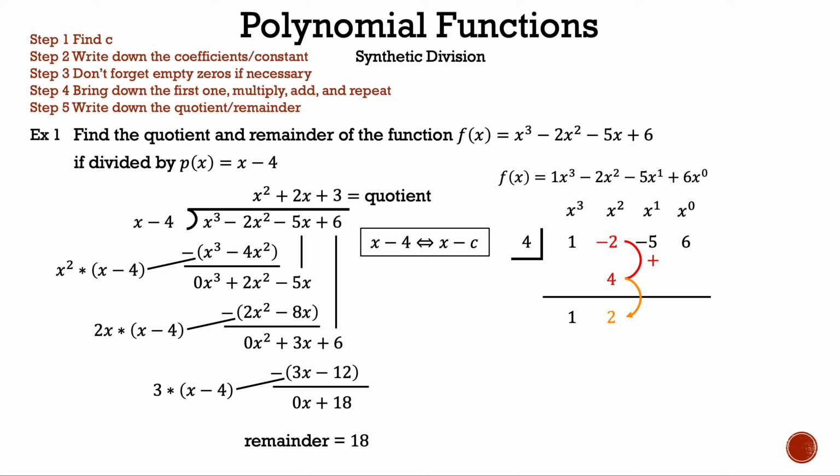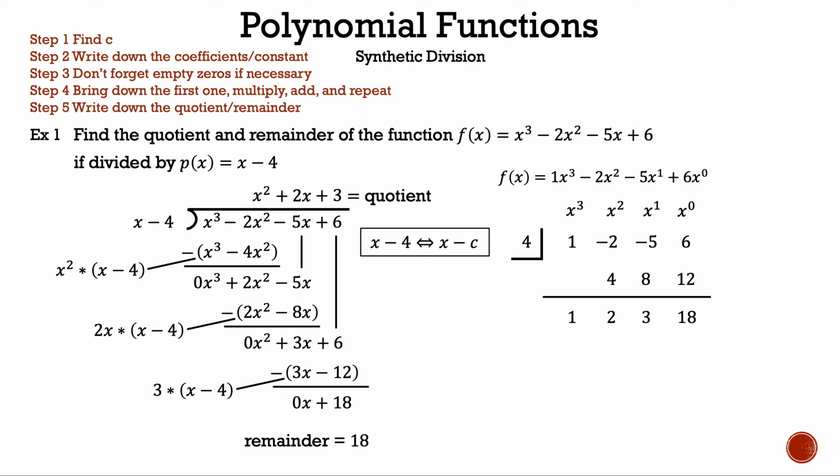Now we repeat. So let's multiply the c value, in this case 4, by the bottom number 2, and the result 8 goes under the negative 5. Next we add the negative 5 and 8 and put the result 3 on the bottom row. Now we repeat. So let's multiply the c value, in this case 4, by the bottom number 3, and the result 12 goes under the 6. Next we add the 6 and 12 and put the result 18 on the bottom row.